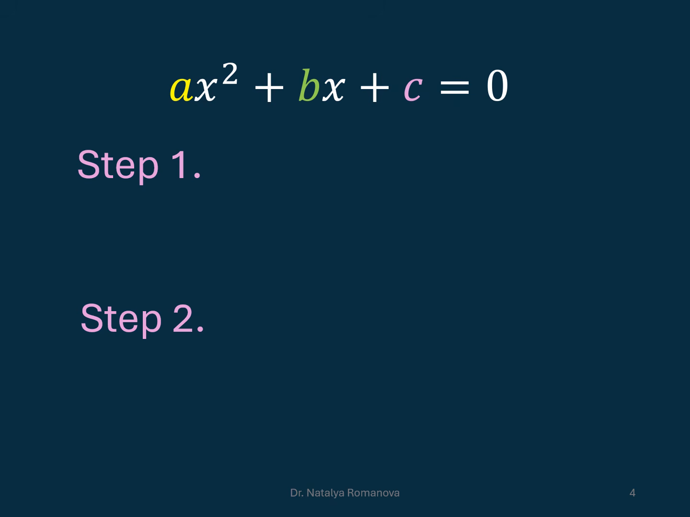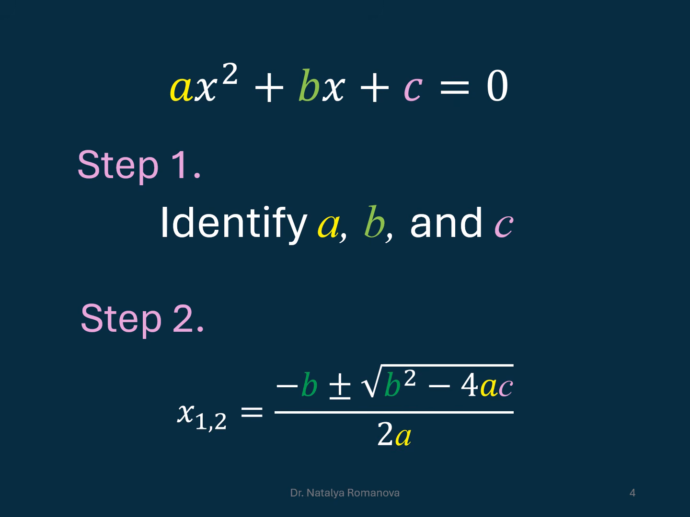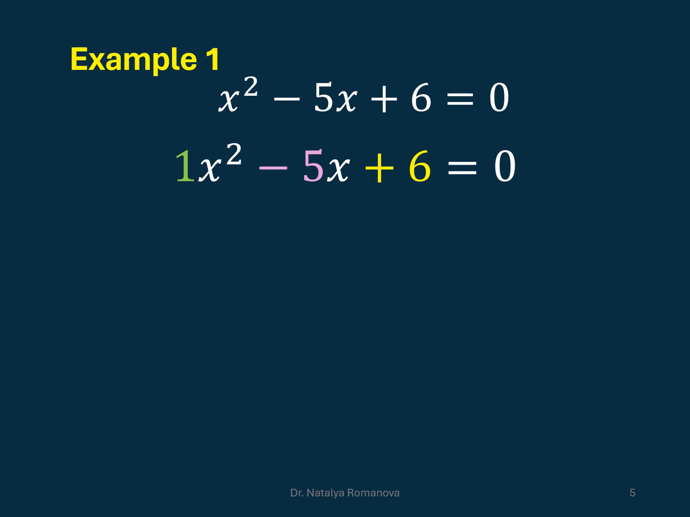The first step is always the same. We have to identify a, b, and c, always. Step 2, we will use the quadratic formula. The first example, we have x squared minus 5x plus 6 equals 0. The first step, we need to identify coefficients a, b, and c. Coefficient a equals 1, coefficient b equals negative 5, coefficient c equals 6.